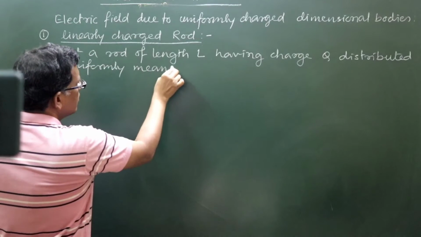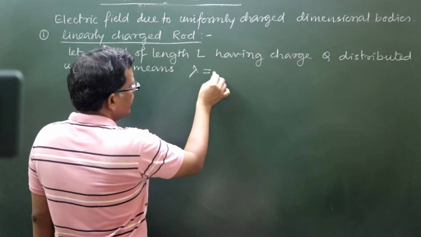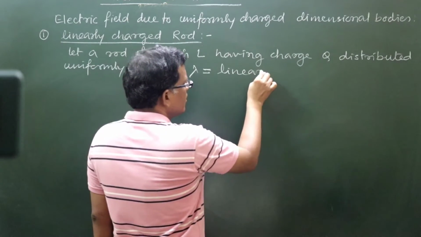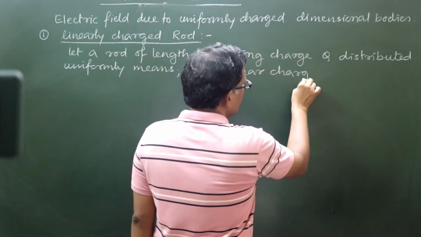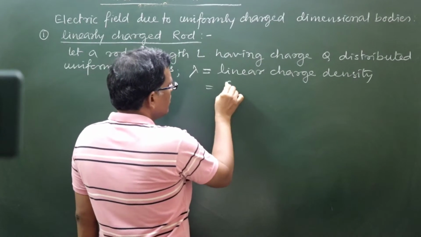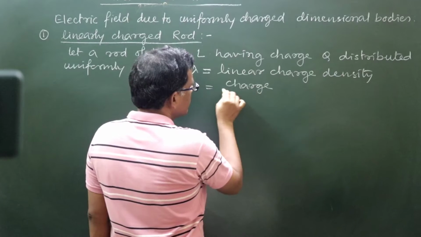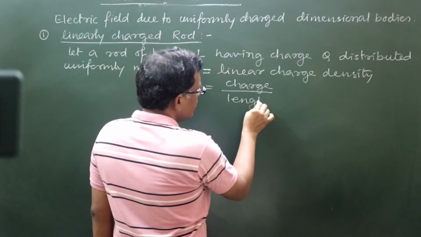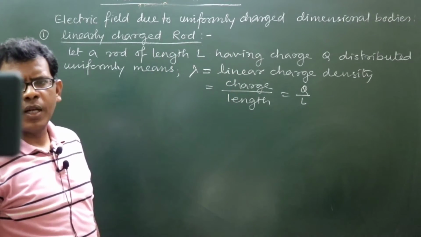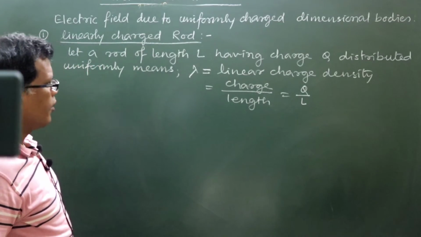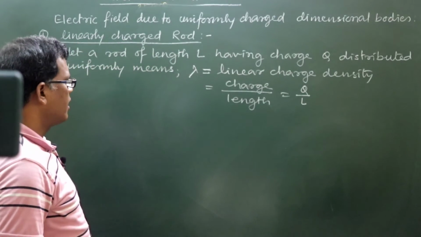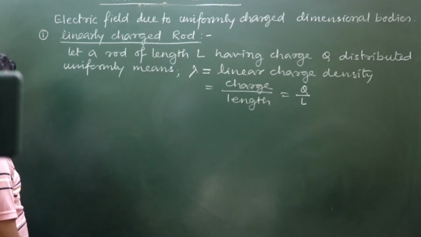Lambda will be known as the linear charge density, which means charge by length. So if total charge Q is available on length L, lambda can be written as Q by L. Okay, so Q by L is the term called lambda. When this Q by L is constant, that means charge is distributed uniformly.